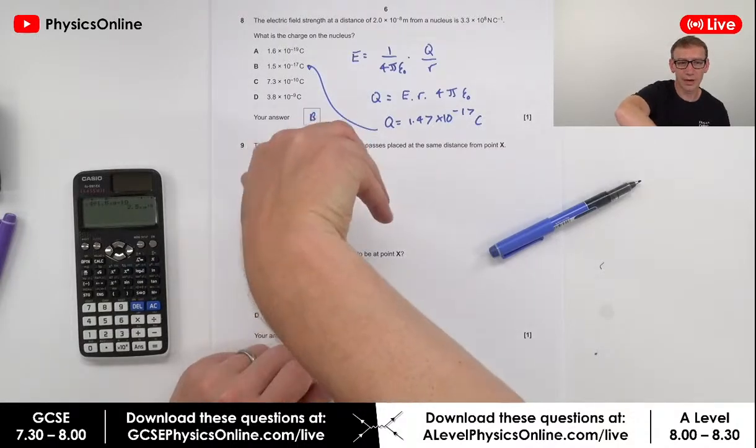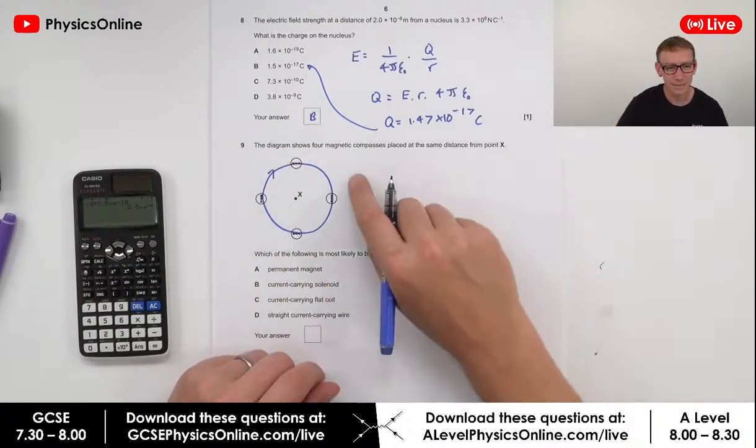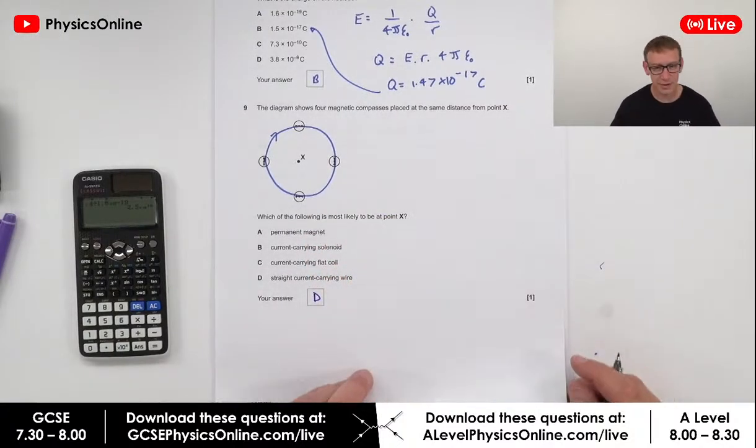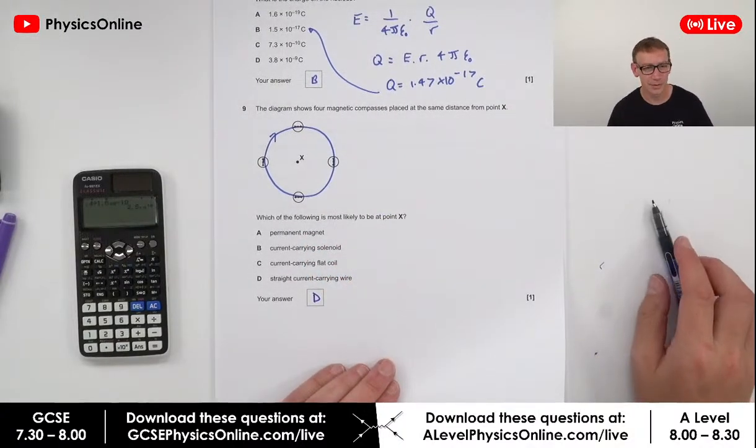My right hand goes around, the kind of grasping nature of it, and therefore this is most likely to be a straight current carrying wire. That's a GCSE question. Super simple, straightforward.